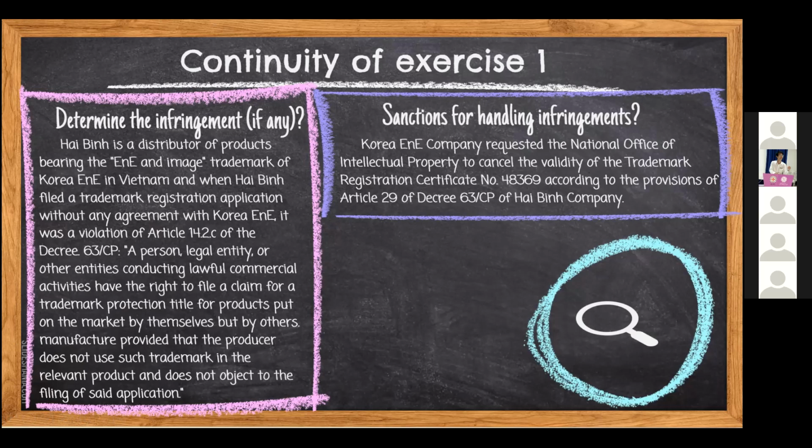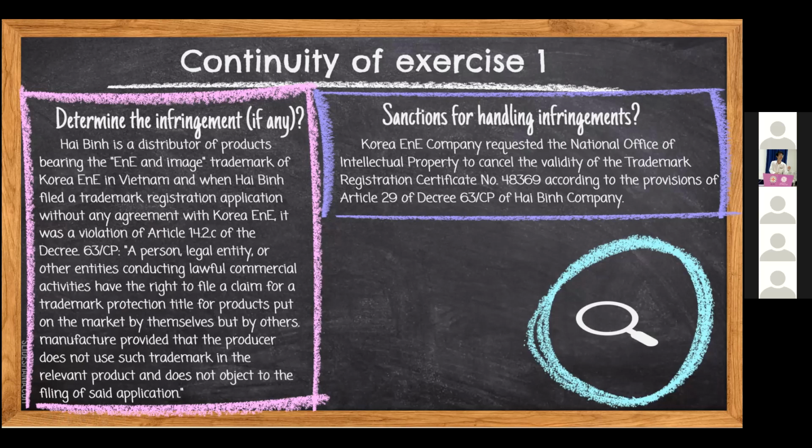63. A person, legal entity, or other entities conducting lawful commercial activities have the right to file a claim for a trademark protection title for product put on the market by themselves but by others. Manufacturer provide that the producer does not use such trademarks in the relevant product and does not object to the filling of said application.